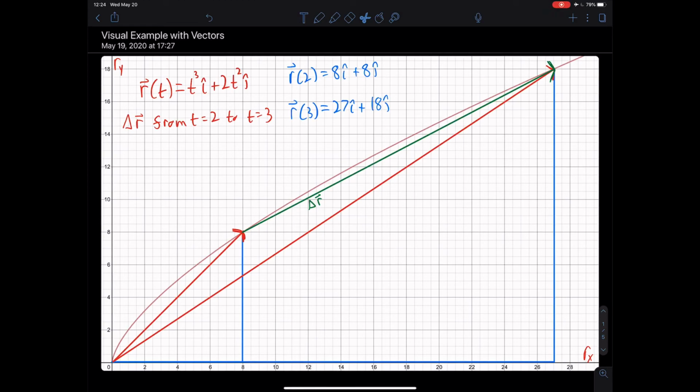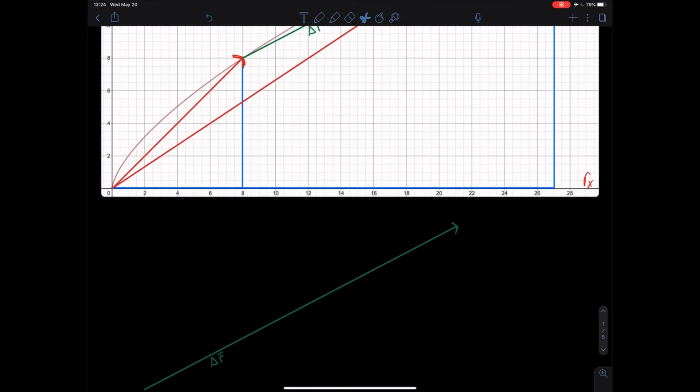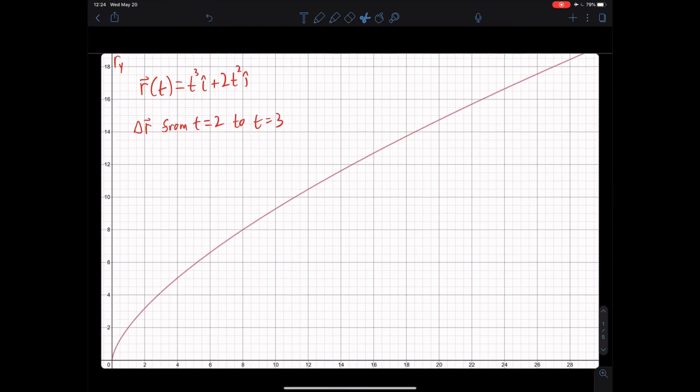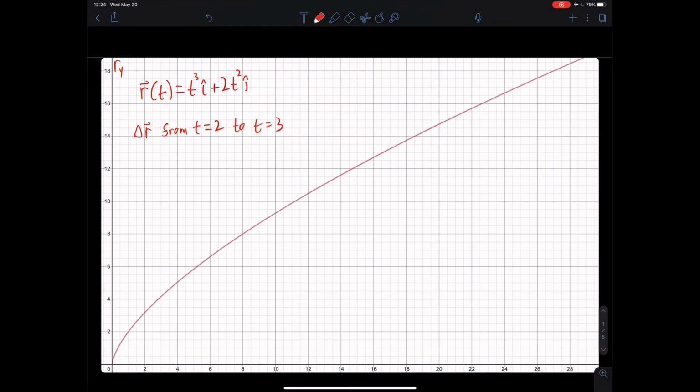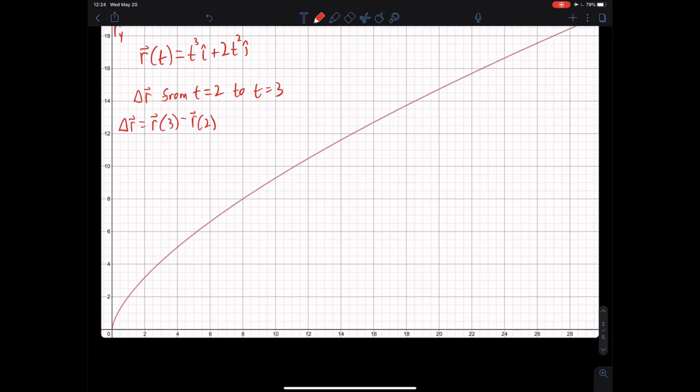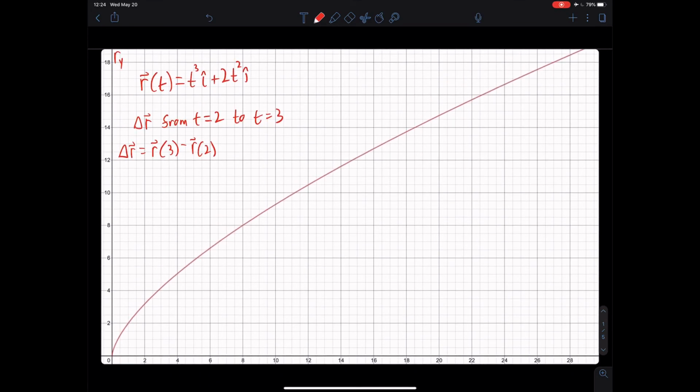All right, so we got it that way. Let's get it in another way. We said the displacement vector, so let's go down here and start fresh. We said the displacement vector, or the change in a vector, so delta r, if we're starting at 2 and going to 3, well then the displacement vector is r of 3 minus r of 2. That's our change. So we talked about how to subtract vectors in the last video. So let's just get the visual vectors again and subtract them and see what we get.